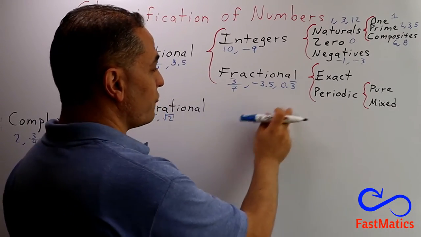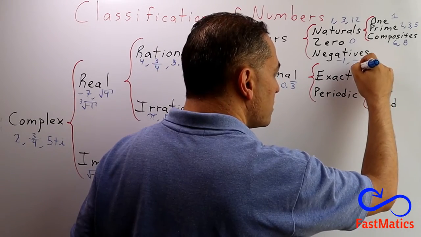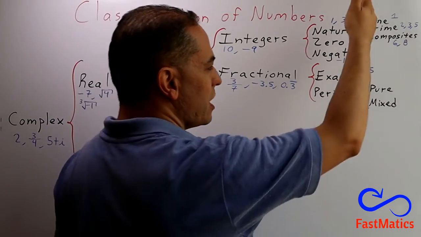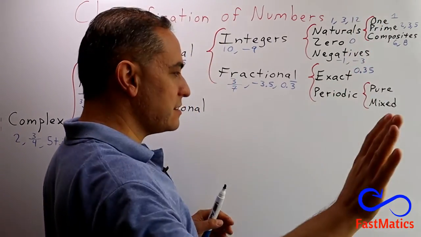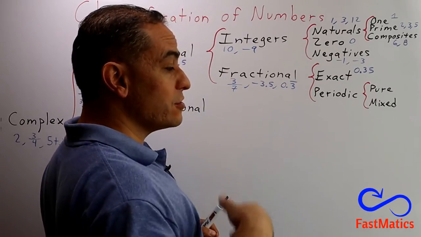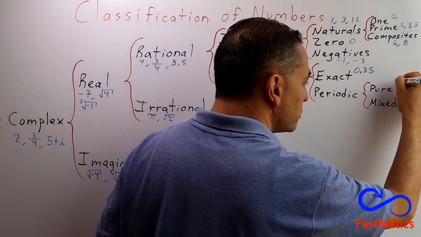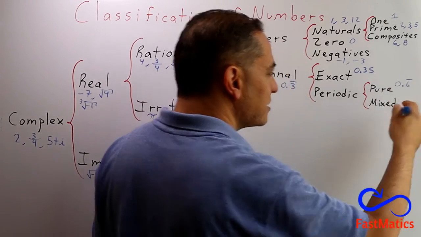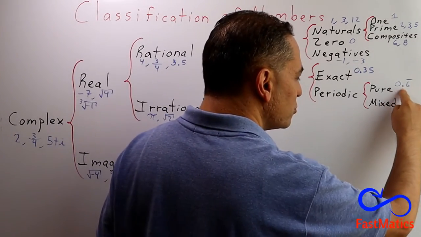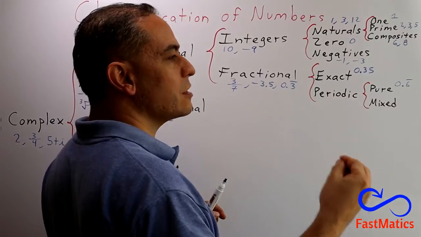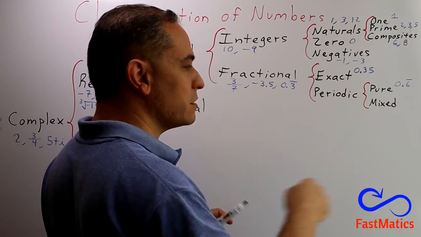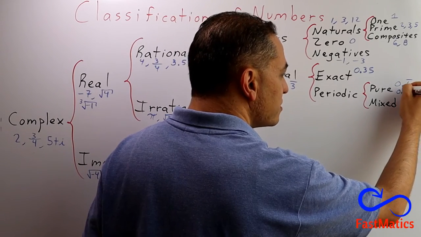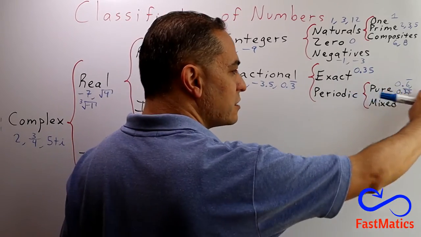Okay? And now you have fractional exact. You have 0.35, for example. The last number ends, and that's it. And the periodic goes to infinite. For example, pure periodic numbers are 0.666666, etc. Just after the point, you have some numbers that repeat and repeat. Another example, 0.373737, etc. That's why I'm writing that line.